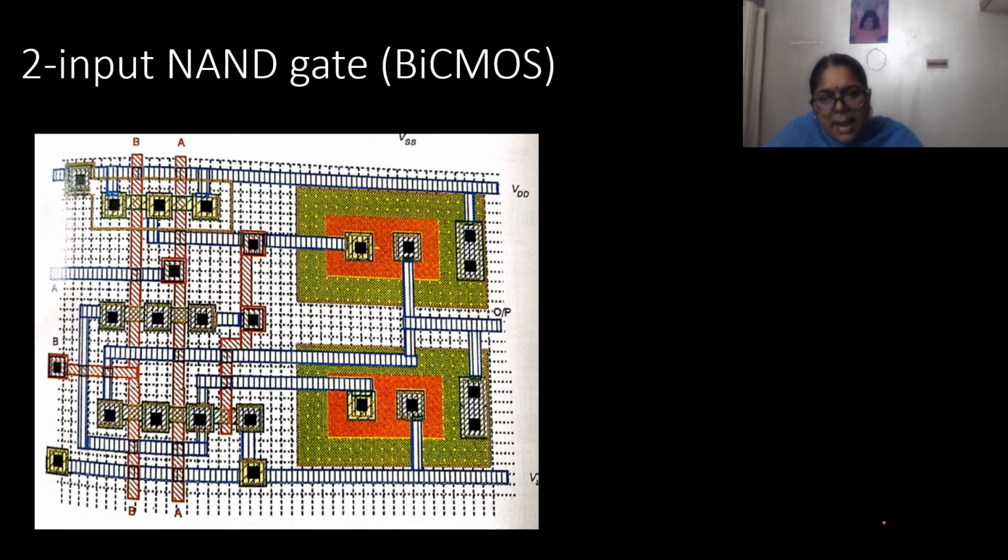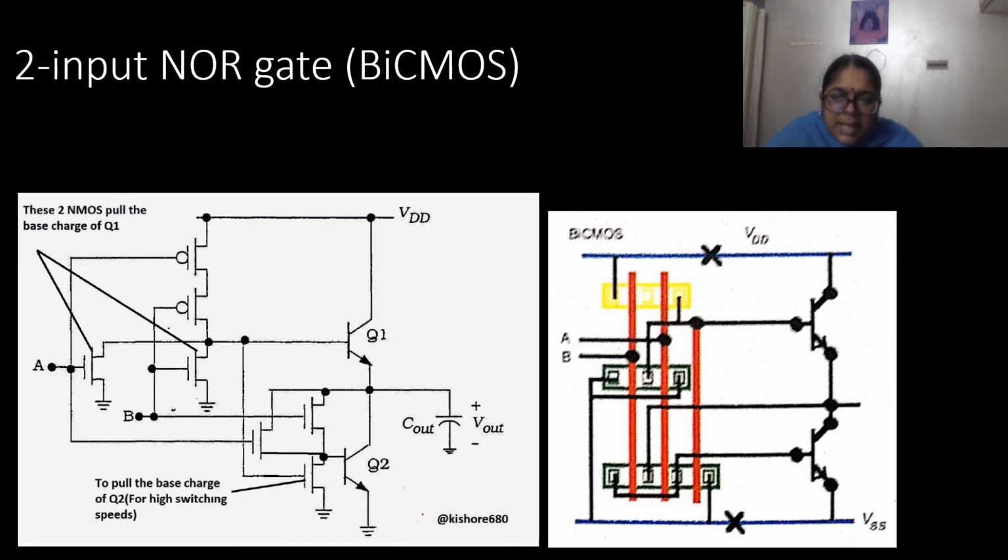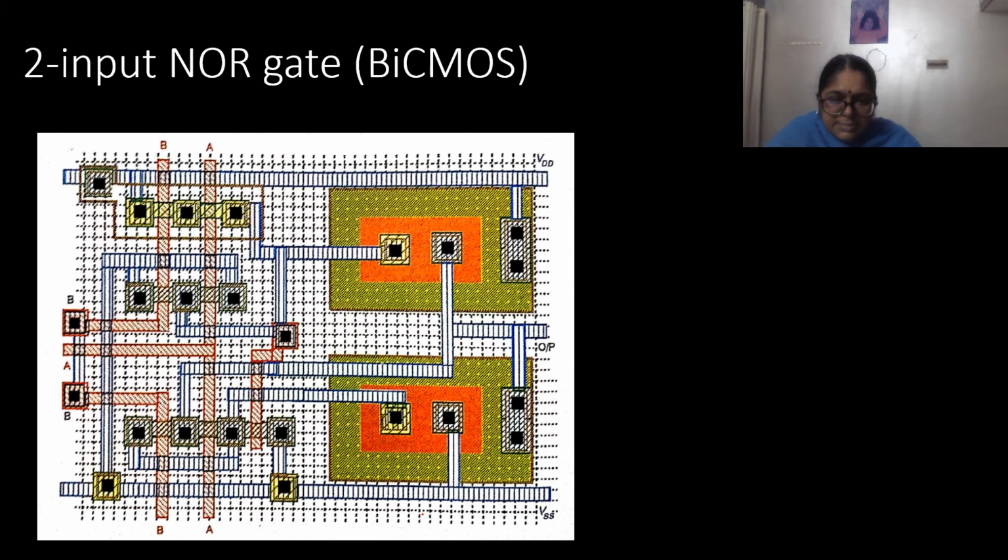This is the mask layout of the 2 input NAND gate. You can see here that the bipolar transistor is indicated using these layers. Similarly, the 2 input NOR gate using a BiCMOS circuit and symbolic diagram, and its mask layout is being shown.